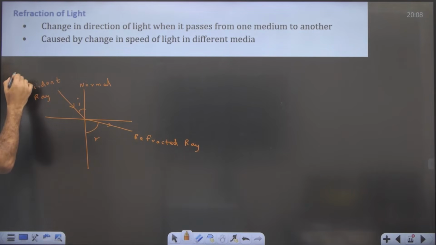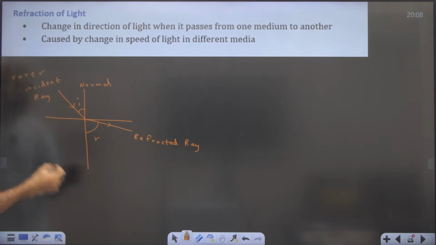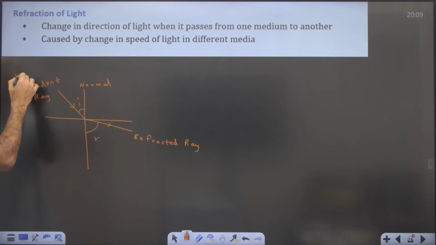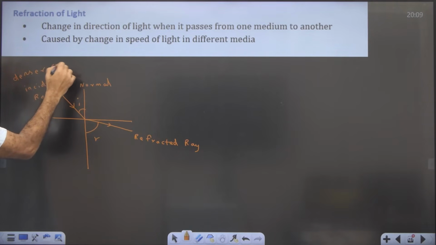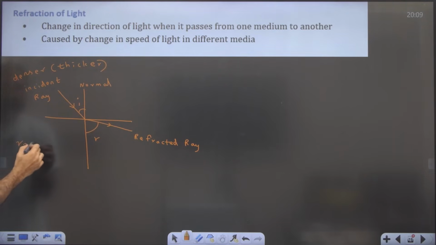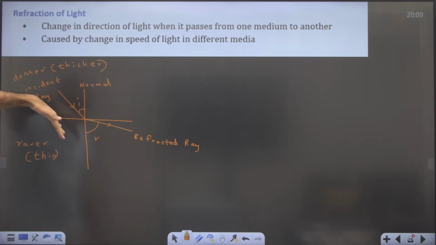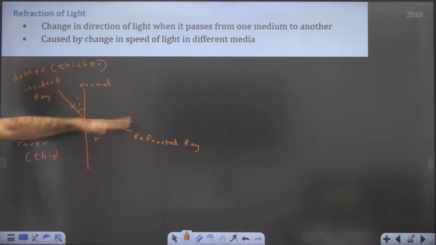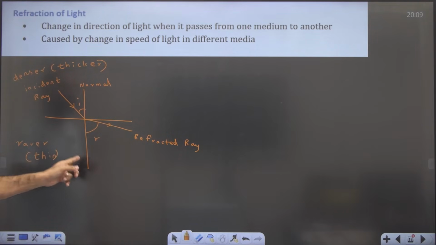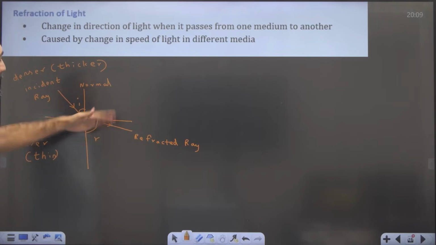See, a light ray traveling from a denser medium to a rarer medium. Denser medium means thicker. Rarer means thin media. So the light ray is bending away from the normal. When a light ray travels from denser to rarer, it bends away from the normal. So that is the case when a light ray travels from denser to rarer. What happens? Light is bending away from the normal.